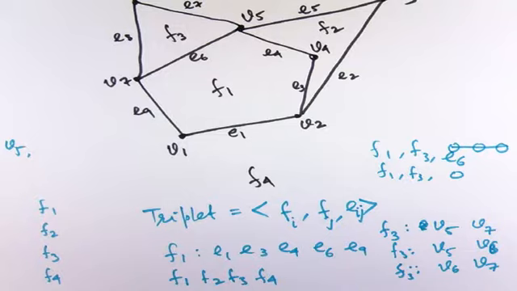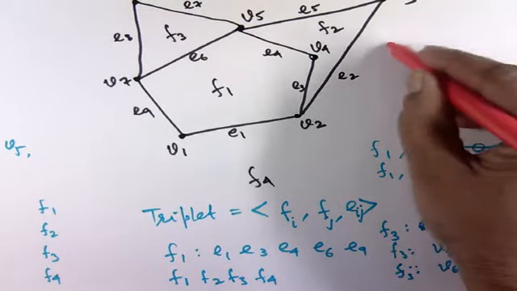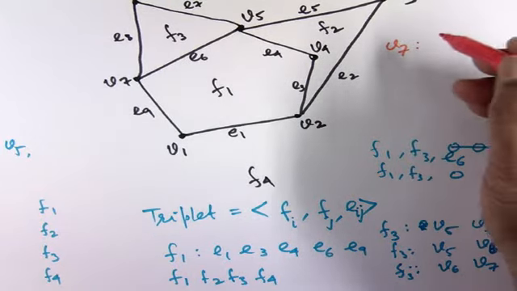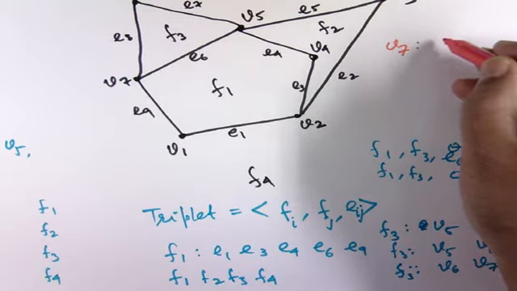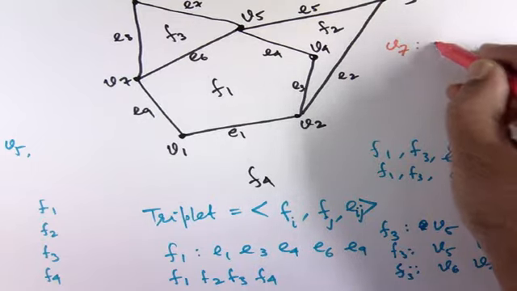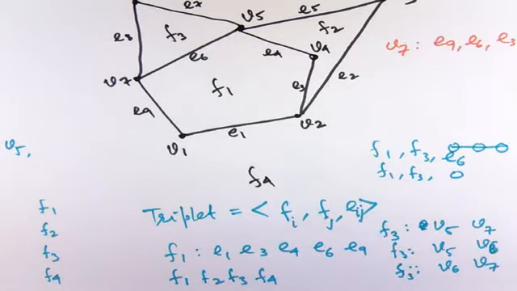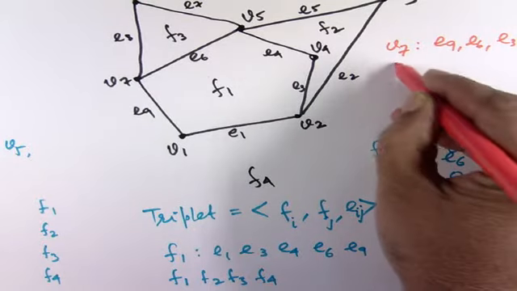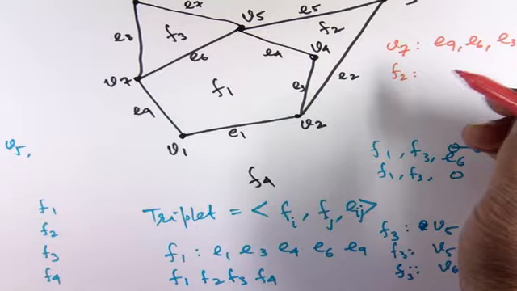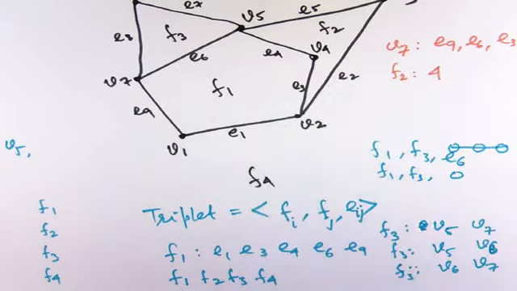So if I try to write, let me use a different color. So if we are talking about V7, then we have a list of V7. So E9, E6, E3. Then, right? So F2 we will write 4.